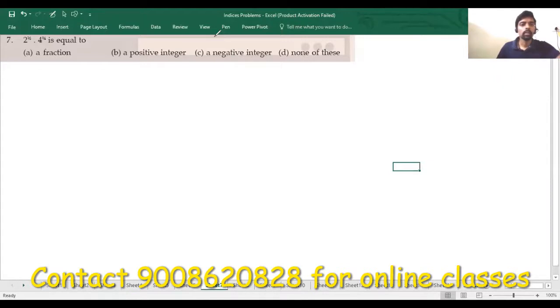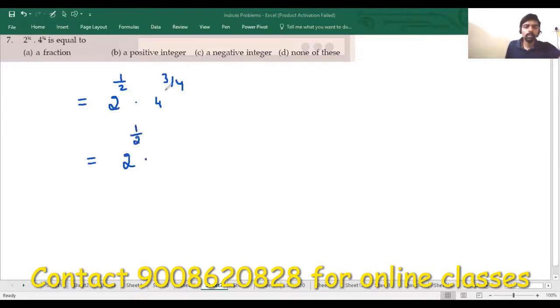Question number 7. 2 to the power 1 by 2 into 4 to the power 3 by 4 is equal to: a fraction, a positive integer, a negative integer, none of these. Okay, let's try. So the question is 2 to the power 1 by 2 into 4 to the power 3 by 4. So 2 to the power 1 by 2 into, guys, this 4 can be written as 2 square, correct? So 2 square whole to the power 3 by 4.